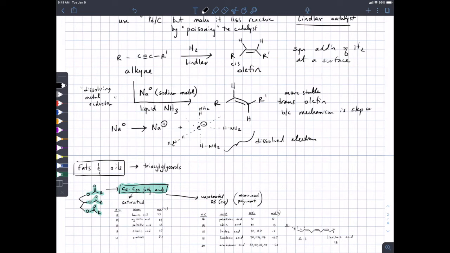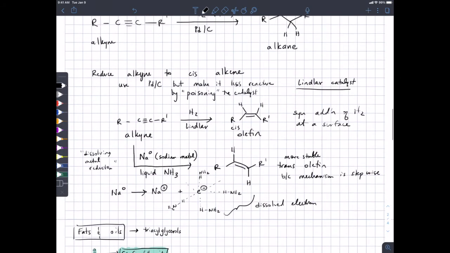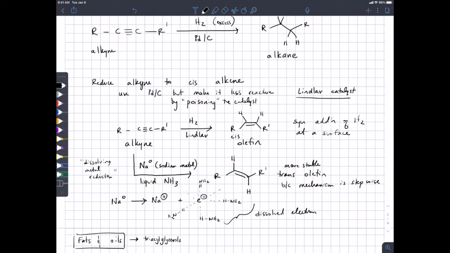Now, again, I don't feel like it's necessary to know what that mechanism is. It's kind of difficult to rationalize in terms of HOMO and LUMO like we've been doing so far. So we're going to ignore that, and you're welcome to just memorize that the dissolving metal reduction gives you the trans olefin. If you want a way to remember that, you can look at the mechanism that's presented in the text, but if you remember that it's stepwise, it's not a syn addition, you just get the more stable alkene. All right. So how might you encounter that in your future?